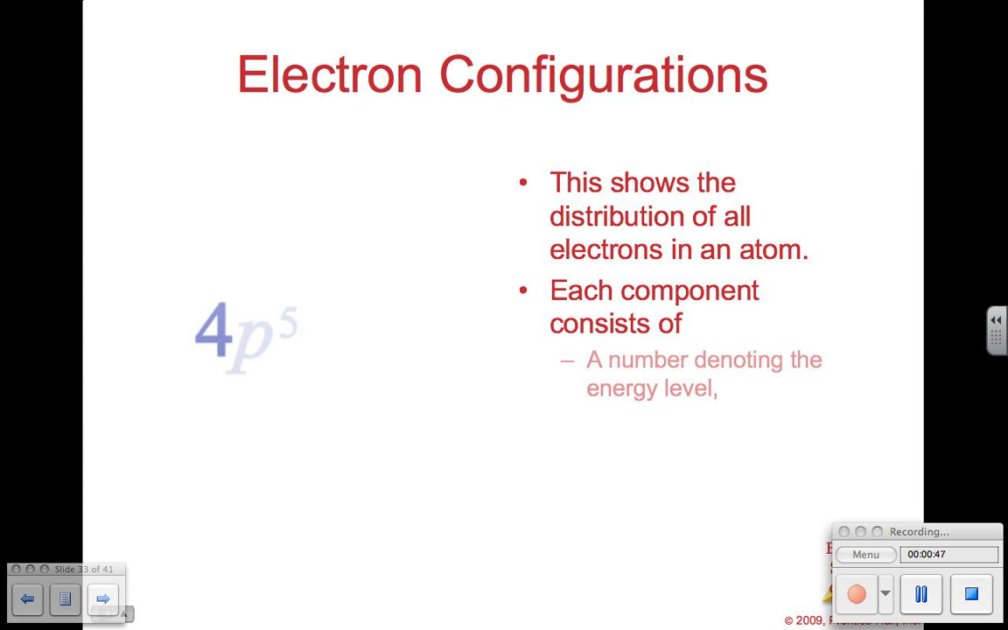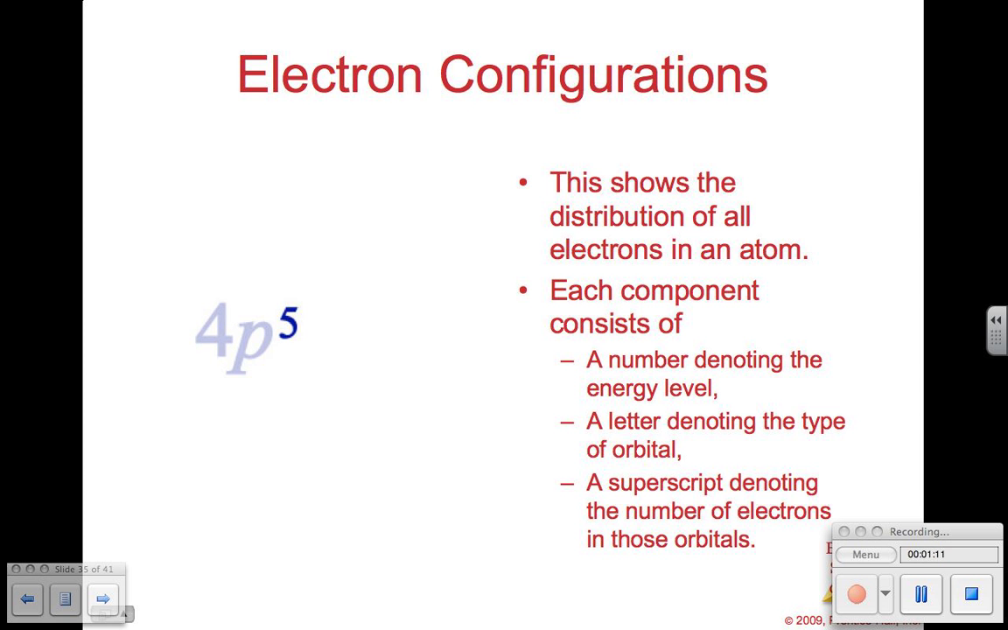Each part of the electron configuration communicates a certain thing. The first part, the first number, tells us the energy level that we're talking about. In this example, we've got the 4th energy level. Then the letter denotes the type of orbital it's in. So it could be the S, the P, the D, or the F orbital. And then the last one is the subscript indicating the number of electrons in that particular orbital.